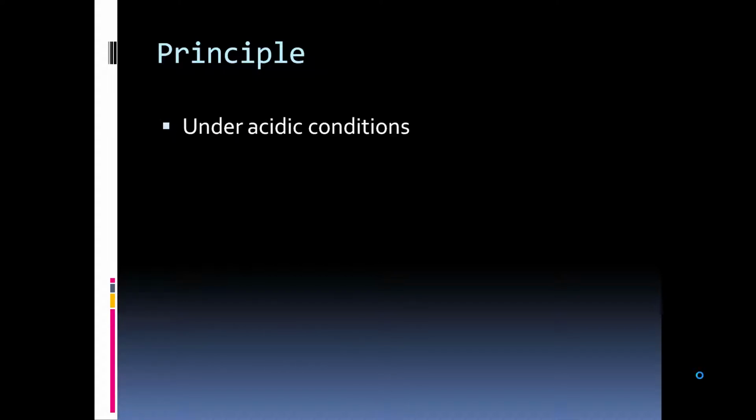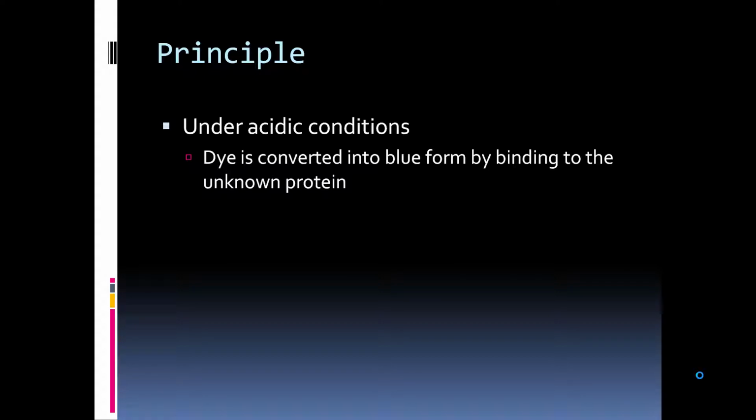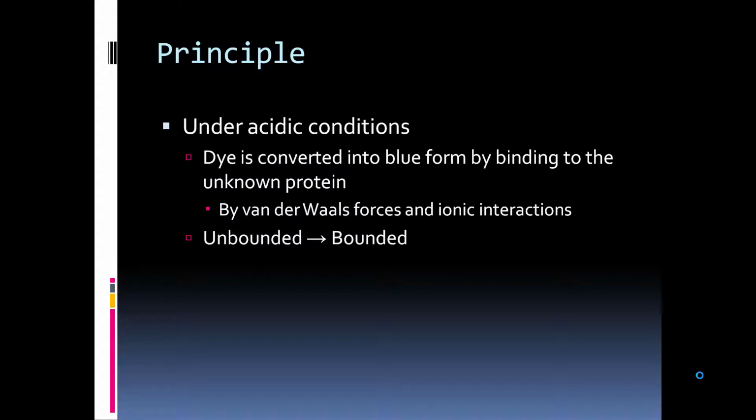Under acidic conditions, the initial red form of the dye is transformed into its bluer form by binding with the unknown protein being assayed. The binding is possible due to the van der Waals forces and ionic interactions that take place in the reaction. The unbound red form of the dye first donates its free electron to the ionizable groups on the unknown protein. This causes a disturbance of the protein's natural state and exposes its hydrophobic pockets.